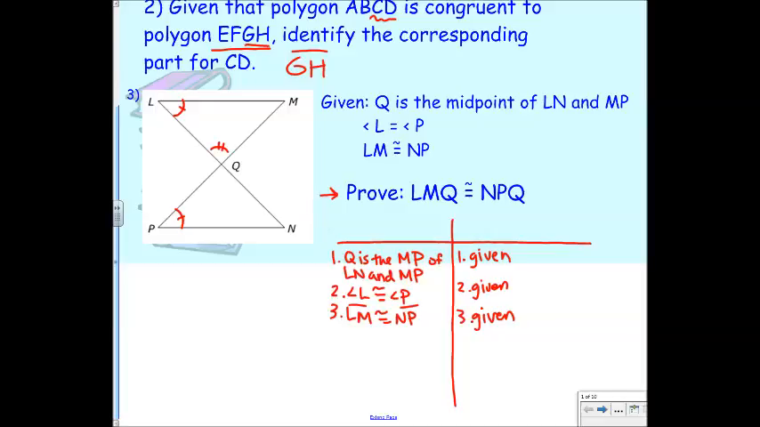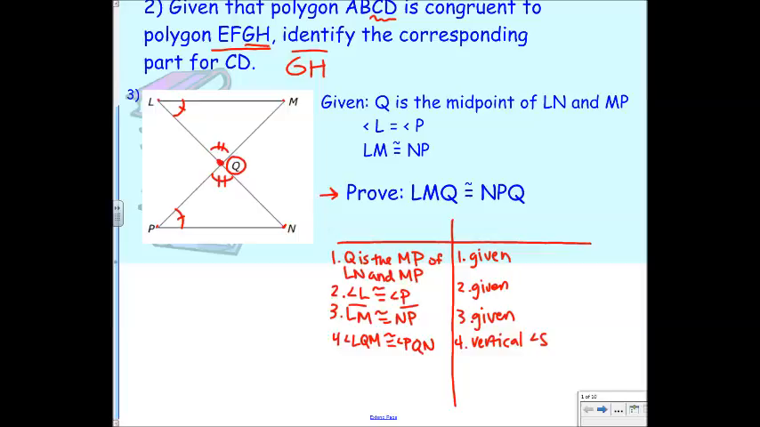Hopefully you're looking at this and seeing that these right here are vertical angles. So we could say that angle LQM is congruent to this angle PQN. And remember that Q always needs to be in the middle because Q is the vertex, okay? And those are vertical angles, so our justification is we just say vertical angles.